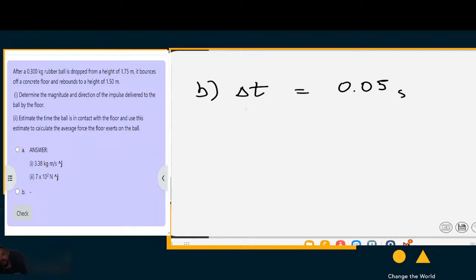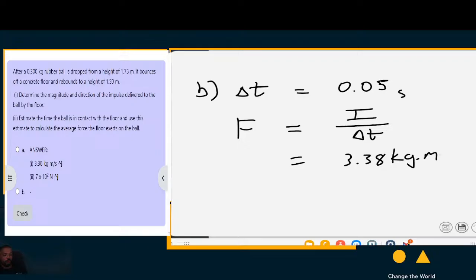Now, to calculate the force, we know that impulse is equal to force times delta t. So it should then be impulse divided by delta t. Now we've already calculated the impulse as 3.38 kilogram meters per second, divided by 0.05 seconds.